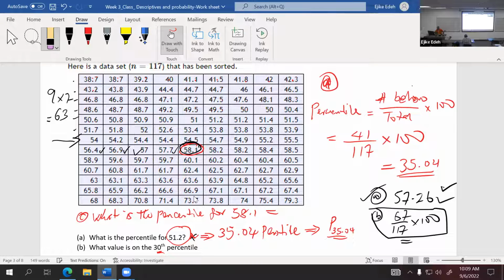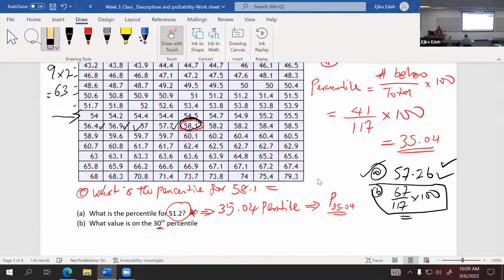Because when you're doing this hand computation, you're rounding a lot of things. It might not be 100%. So, this is the formula I have. Of course, the 30th percentile will be the same way we worked before, isn't it? Let's go ahead and do it together.